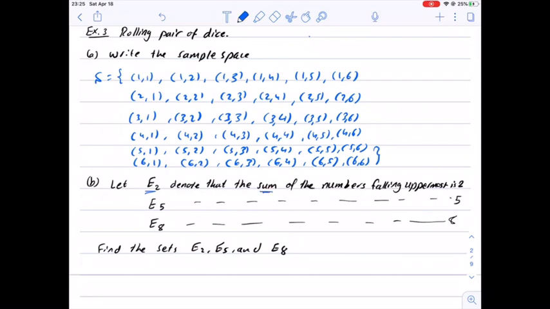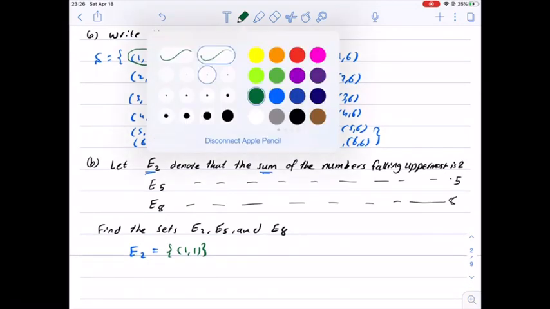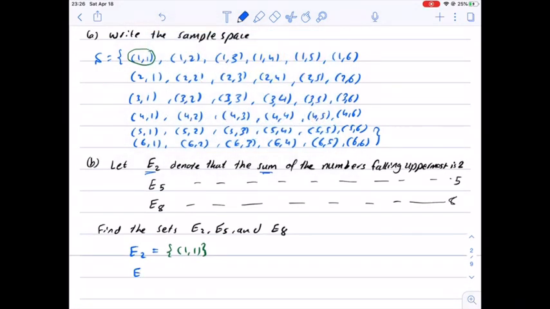E2 denotes the event that the sum of the numbers falling uppermost is 2. So that means E2 is, let's use this color, green color, to determine all outcomes that involve the sum of the numbers falling uppermost is 2. We only have one element here, or one outcome. So this is a singleton set.